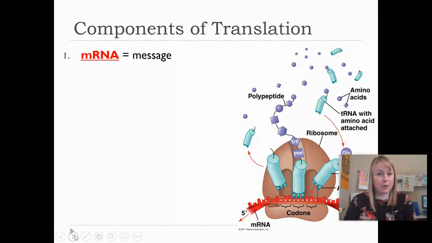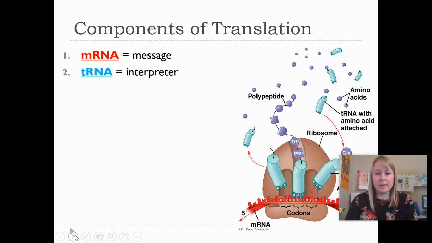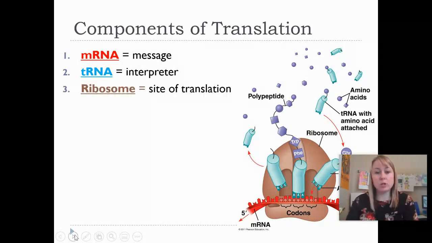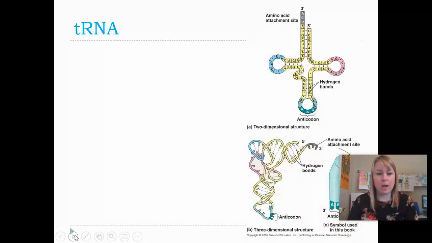M in mRNA stands for message. And now we have another molecule called tRNA that stands for transfer, and that's going to interpret the message at the ribosome. So the ribosome is the site of protein synthesis, in that it is where the amino acids get brought and put in order.